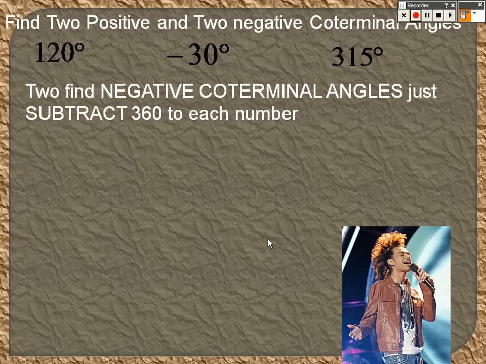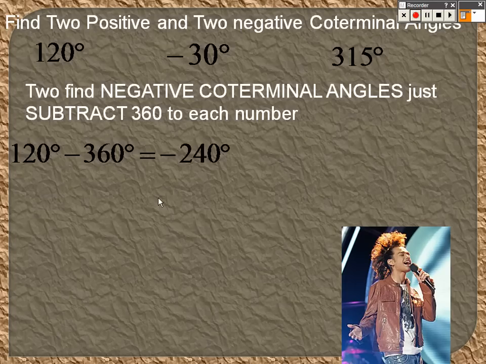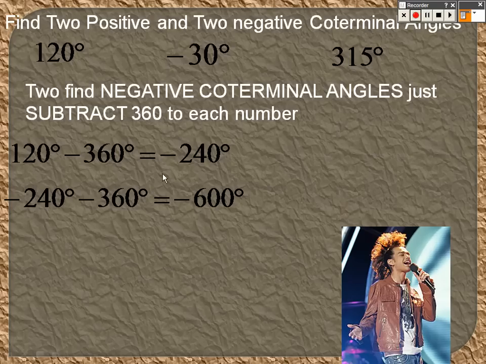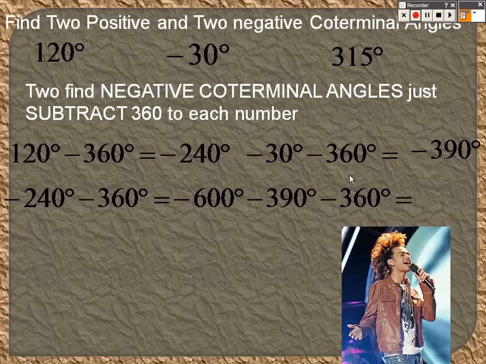So now find the negative coterminal angles. So to find the negative coterminal angles, you subtract 360. So 120 minus 360. Then take that negative 240 and minus 360 again. So there are your two negative coterminal angles. So take that negative 30, minus 360 to get negative 390. Drop that negative 390 down and minus 360. So you get negative 750. So those are the two negative coterminal angles.